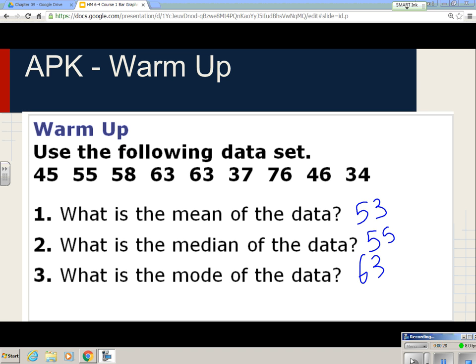All right, so here are the answers you should have received in your warm-up. Remember, mean, you had to add them all up and then divide by 6, 7, 8, 9. The median, you put them all in order numerically. Find that middle number, which was 55. And the mode, 63 happened the most often. Twice on here it showed up. All right, if you got these all right, give yourself a pat on the back.